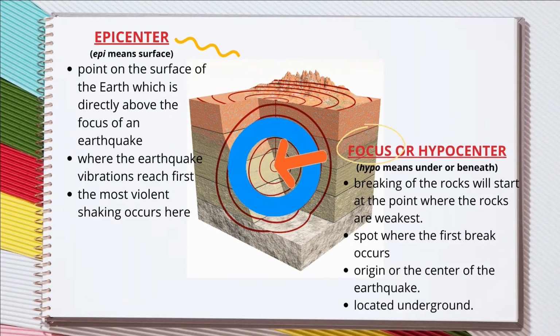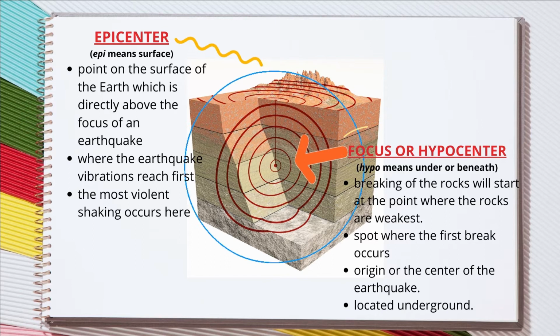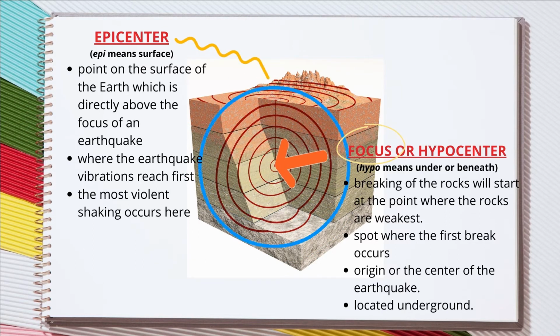Breaking of the rocks will start at the point where the rocks are weakest. This is called the focus or hypocenter. This is the spot where the first break occurs. Focus is the origin or the center of the earthquake. It is located underground.